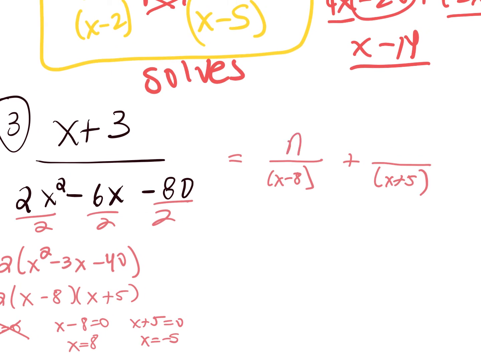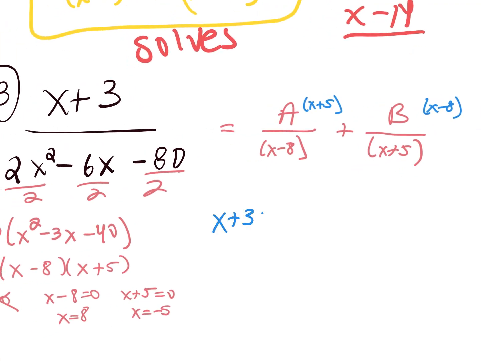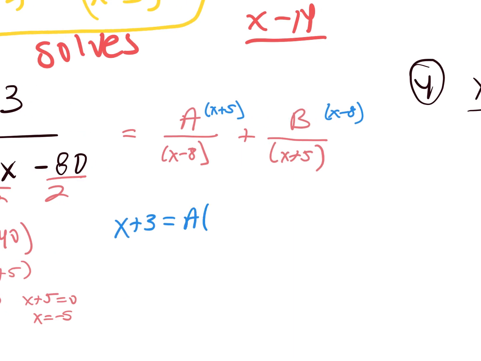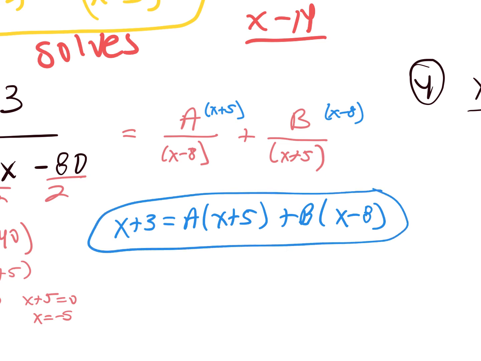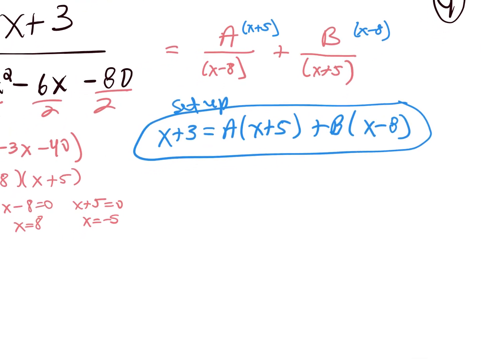So I have a, and I have a b. So now I say, okay, what do I need to multiply the opposite by? So a has x minus 8, it needs x plus 5. B has x plus 5, it needs x minus 8. So our setup is going to be x plus 3 equals a times x plus 5 plus b times x minus 8. So there's our setup. So if the question asks just for the setup of the equation, that's what we're looking for. That's the setup. And now in order to solve it, we have to use our 2 x values.